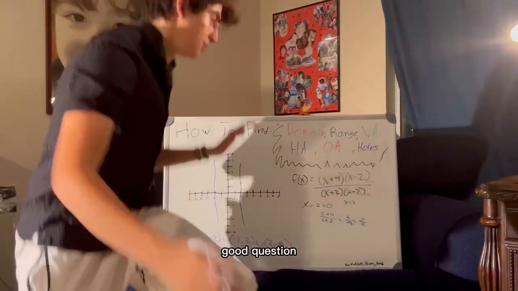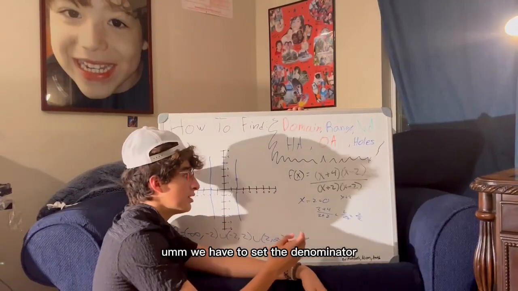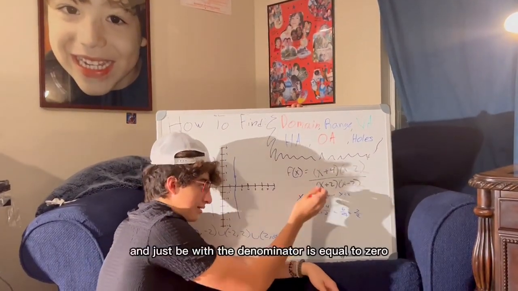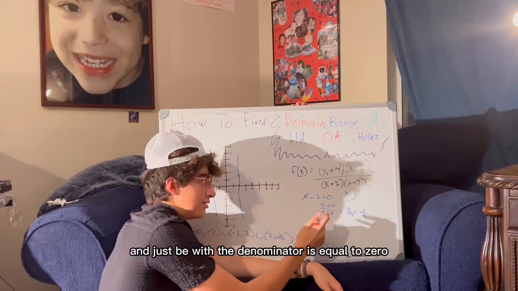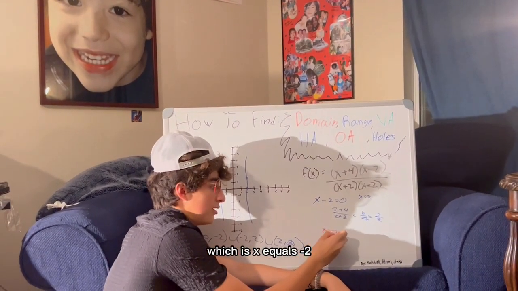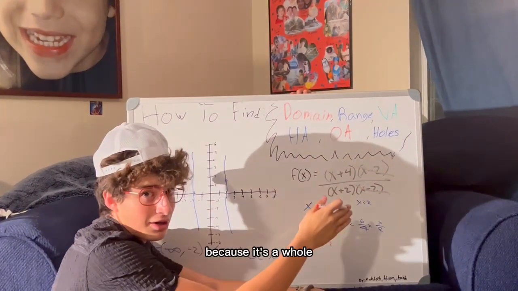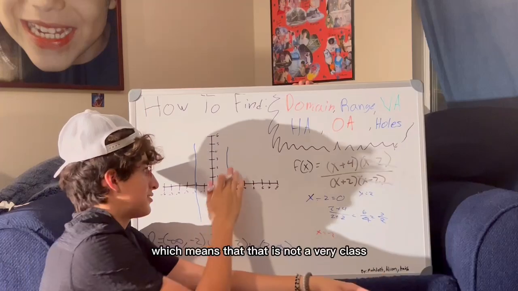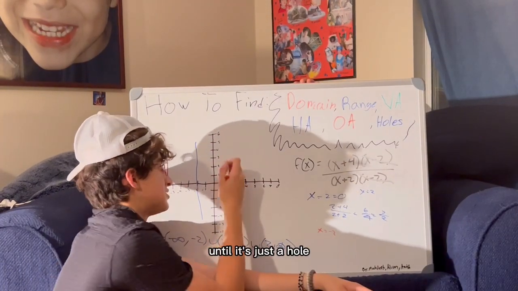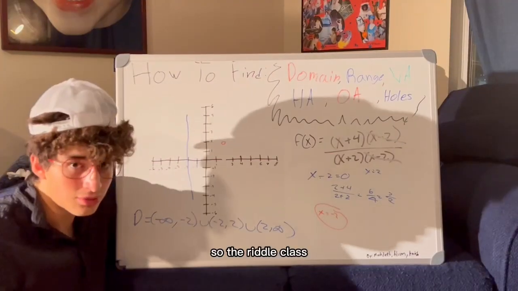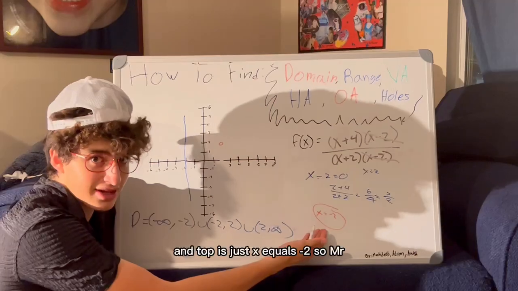Anyways, Madib, good question. So to find the vertical asymptote, we'd have to set the denominator equal to 0, which is x equals negative 2. And it wouldn't be this because we already canceled it out because it's a hole, which means that is not a vertical asymptote. It's just a hole. So the vertical asymptote is just x equals negative 2.